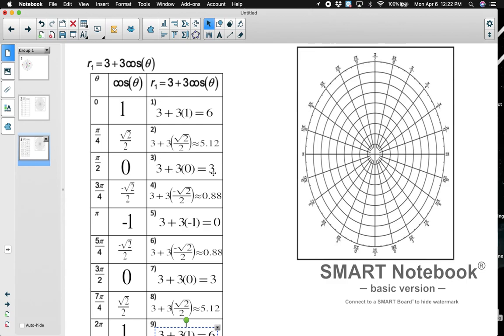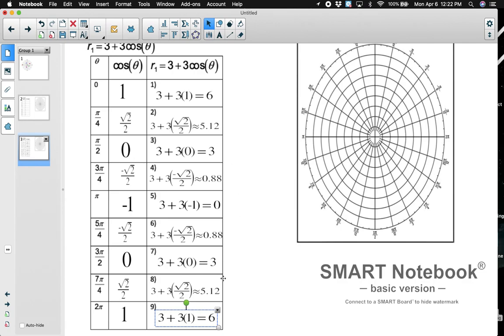For negative root 2 over 2, I am getting another approximated value. And you can see there's a little bit of a pattern here. We see some repetition in these points, some positive, some negative, and we know that comes from the periodic property of our cosine and sine functions. So good. Now we are going to go ahead and start to plot these points.